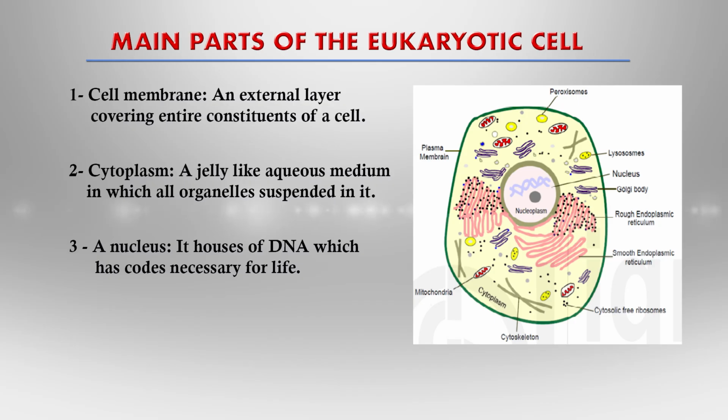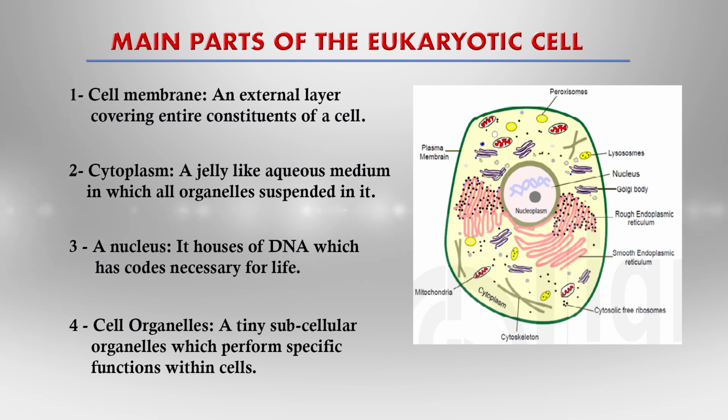And third is the nucleus. It is a membrane bound organelle. It houses the DNA that codes necessary for life, and fourth is the cell organelles. The eukaryotic cell has membrane compartments. These membrane compartments are called the subcellular organelles, which perform a specific function within the cells. So, let us understand the structure and function of the subcellular organelles. You know, the eukaryotic cell size is about 10 to 100 micrometer in diameter. So, these subcellular organelles are tiny in diameter.